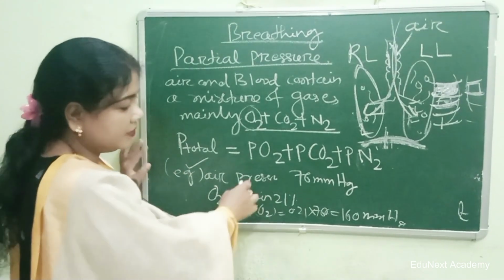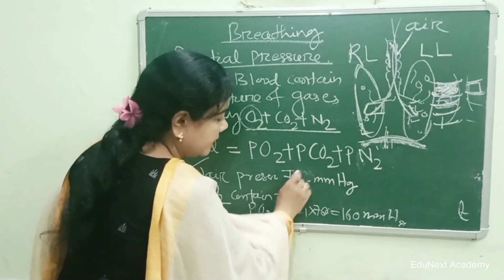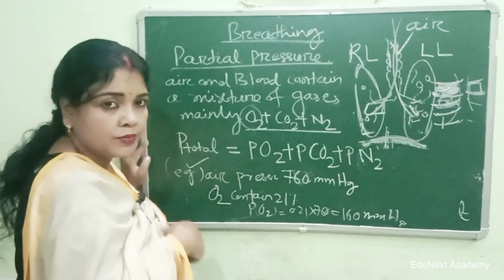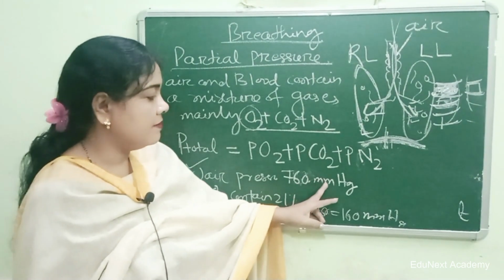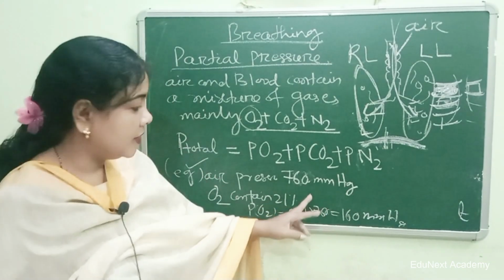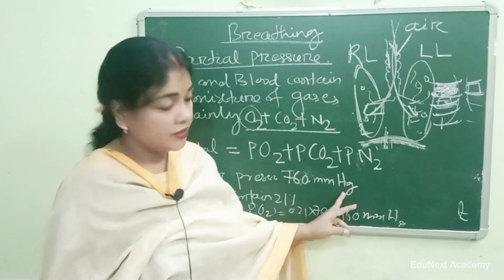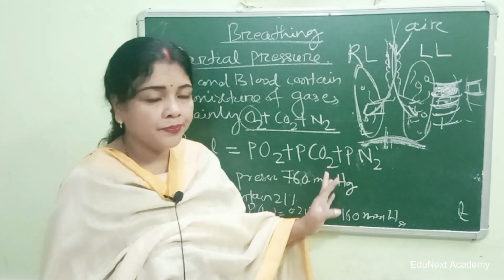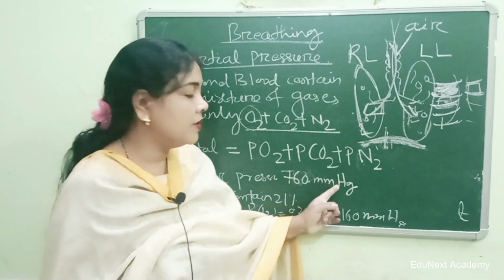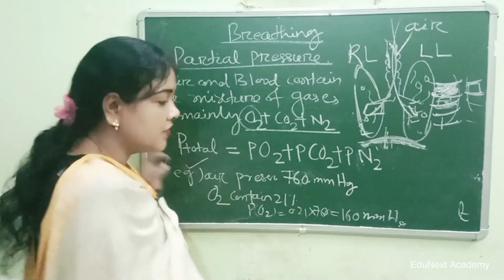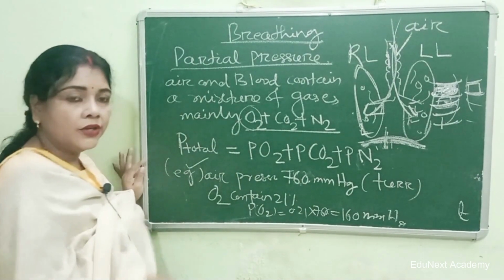The air pressure is given as 760. Suppose we are taking air and that air pressure is 760 mmHg, where mm means millimeter of mercury. Pressure is measured in a unit that is millimeter of mercury. It is also known as torr.